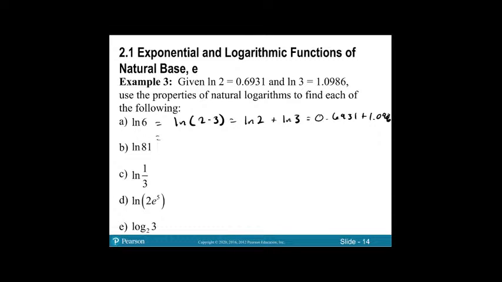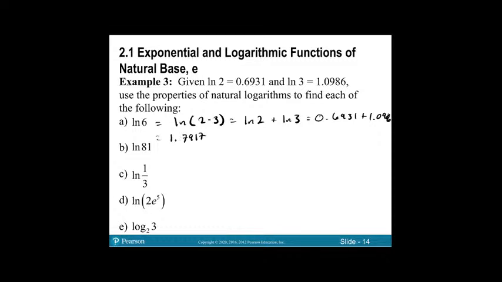0.6931, that's not a 1, plus 1.0986 gives 1.7917. Okay, I'm just gonna go with that.